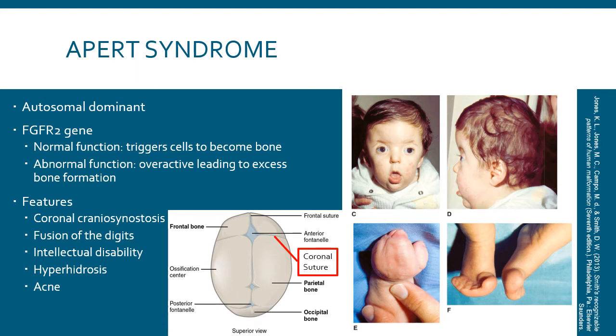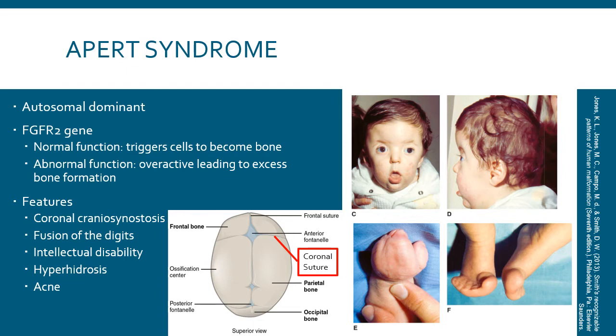It's caused by mutations in the FGFR2 gene, not the last FGFR gene we'll talk about this week. Now, normally, the function of this gene, among other things, is to trigger cells to become bone. Okay, so this is a cell signaling molecule. This is a cell receptor molecule, but activation of this receptor triggers the formation of bone. Now, when it's functioning abnormally, in the case of Apert syndrome, what you get is overactivity. So we have excess bone forming, and so we get early fusion of that suture. And in this case, it's the coronal suture. So this is coronal craniosynostosis, and I've highlighted the coronal suture here.